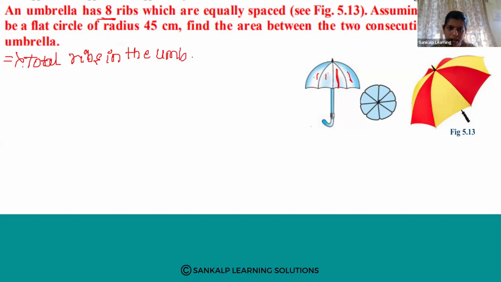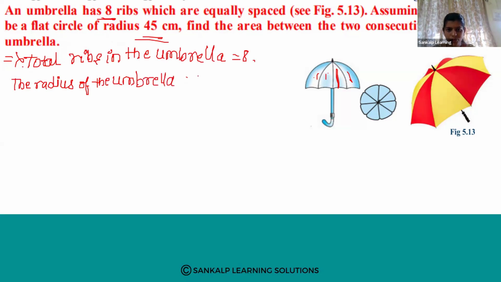Total ribs in the umbrella is 8. Right. The radius of the umbrella they have given. That is the radius of the umbrella, that is 45 centimeter. Radius of the umbrella is 45 centimeter.